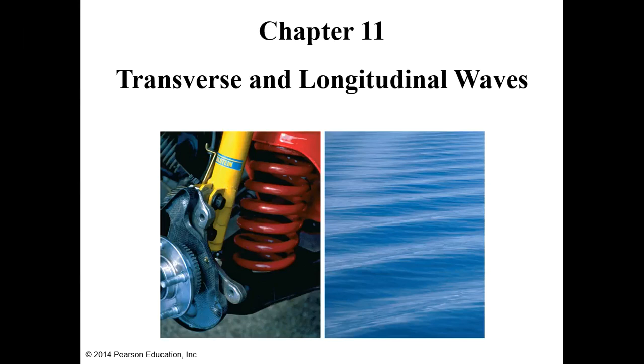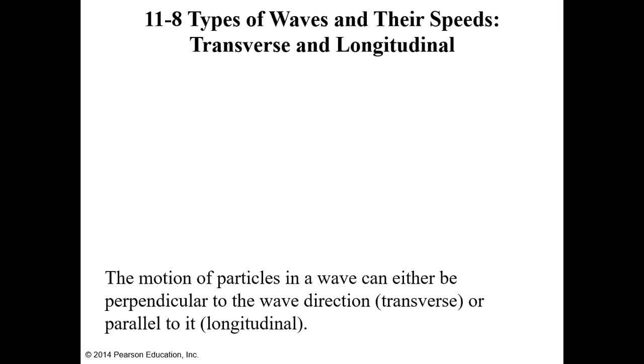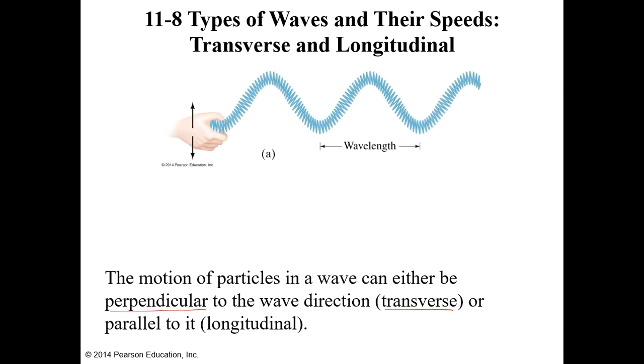So there are two different ways that waves can propagate through space. They can either propagate as a transverse wave or a longitudinal wave. Now, a transverse wave is defined to be where the oscillation is perpendicular to the wave direction. That's transverse. So for example, here you have a slinky and it's moving up and down.